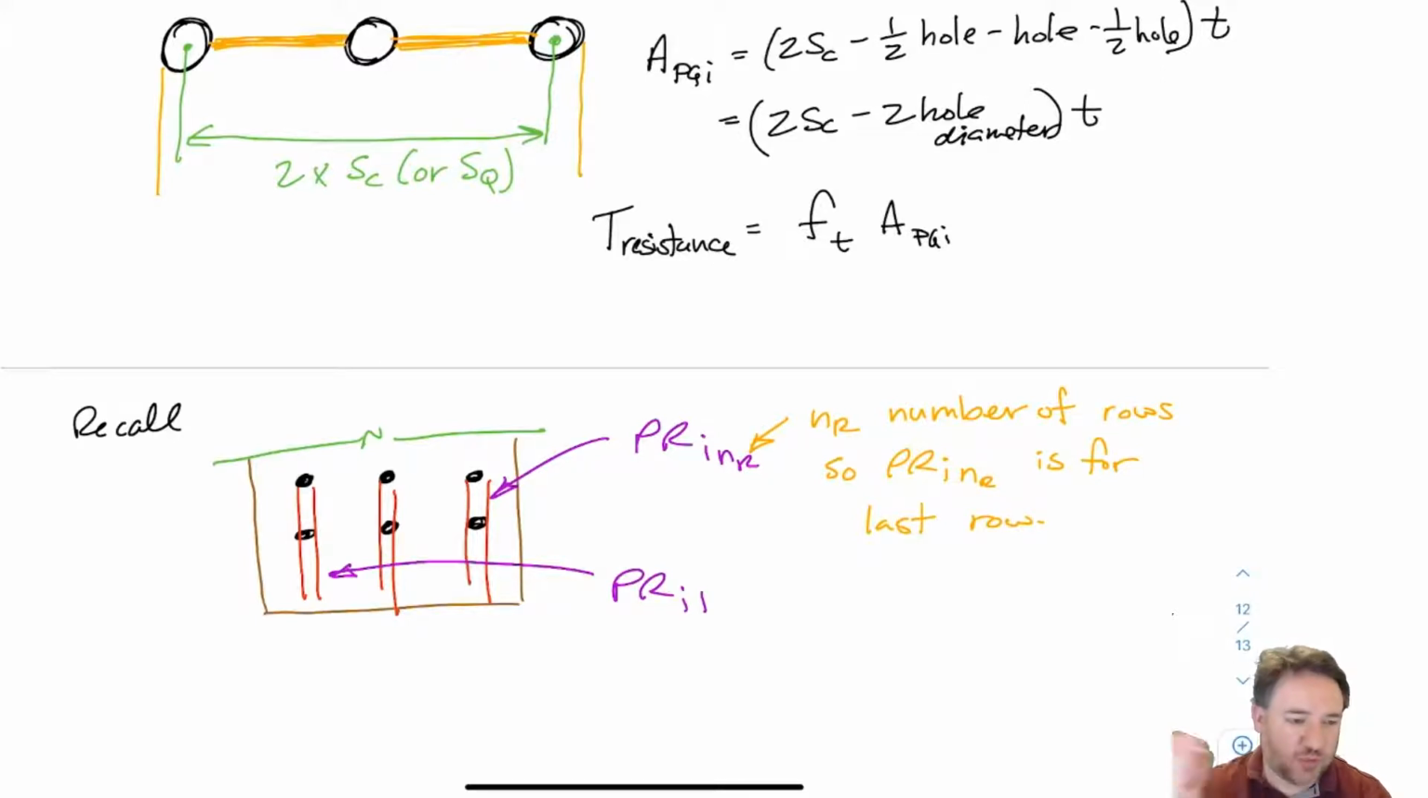So if we had 3 rows, we have row 1, row 2, row 3, so NR is 3. So PRINR is PRI3. It's just the last row. Where NR is just the number of rows, so NR is the last row.